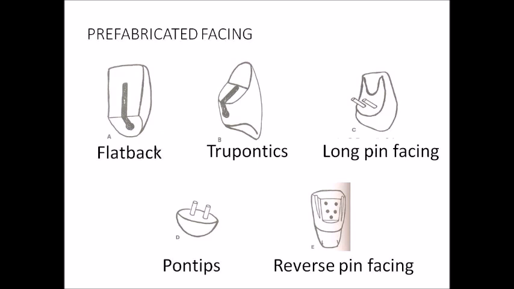In long pin facing, there are two pins, and the lingual surface is usually flat. It is recommended for the maxillary arch. Pontips also consist of two pins. These are recommended for mandibular posterior teeth, and usually have a glazed porcelain tissue surface, which is more biocompatible. Reverse pin facing pontic is generally a porcelain denture tooth, which is modified to accommodate certain drilled holes that act as retentive holes, used in cases with a deep bite.